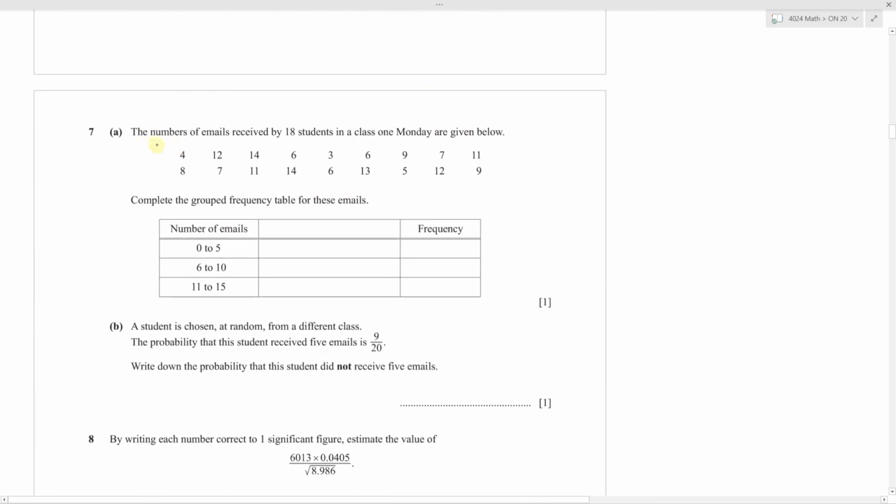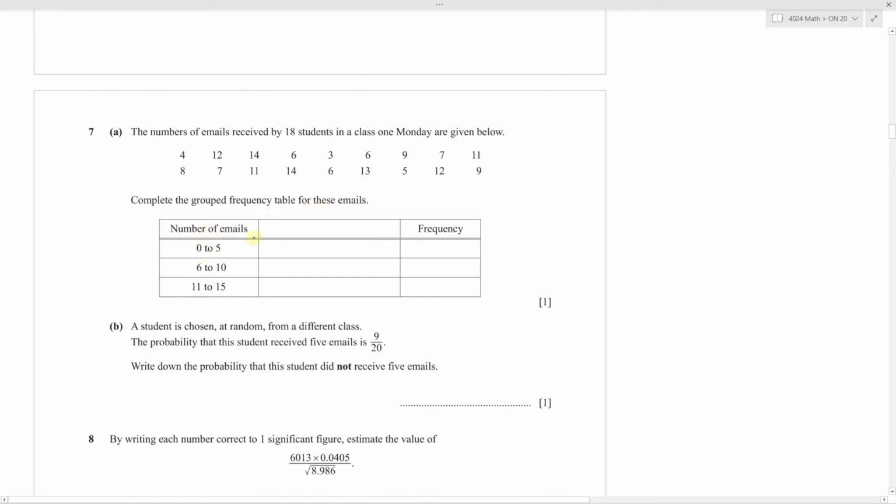Question number 7: the number of emails received by 18 students in a class one Monday are given below. So this student received 4 emails, this student received 12 emails, this student received 14 emails, and so on. You have a total of 18 students for which this data is given. Complete the grouped frequency table for these emails.